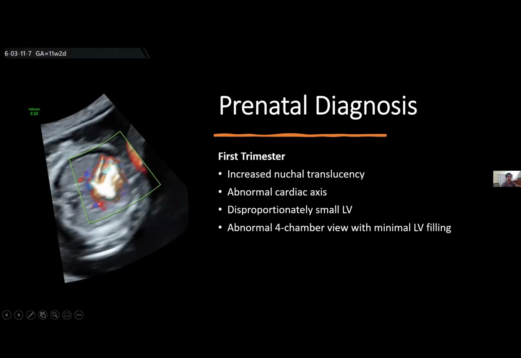This was a primigravida who was referred for a first trimester NT scan at 11 weeks. The cardiac axis appeared abnormal and the left-sided cardiac chambers appeared disproportionately small. There was a predominant right ventricular inflow and only minimal filling of the left ventricle. These findings raised an early suspicion of left heart hypoplasia.